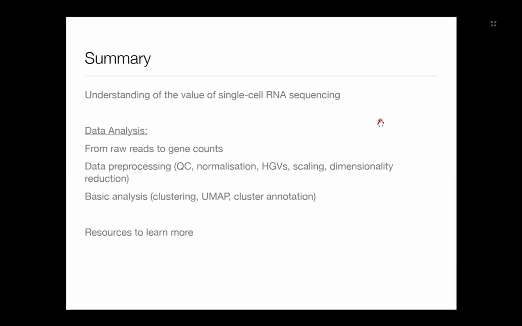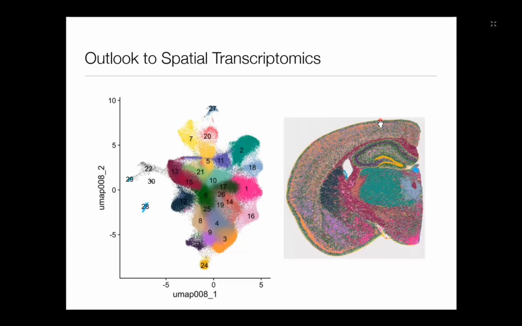And so in summary, I hope I could repeat again for you to understand the value of single-cell RNA sequencing and help you understand the data analysis steps from raw reads to gene counts, the data preprocessing, and basic analysis, and some resources to learn more. As an outlook, the steps that I explained to you, especially the pre-processing steps, which were a bit lengthy, but also the clustering, the UMAP, these are steps that we can also universally apply to spatial data. I mean, we also have spatial information that we will use, but we can also use many of the single-cell analysis steps for spatial data.